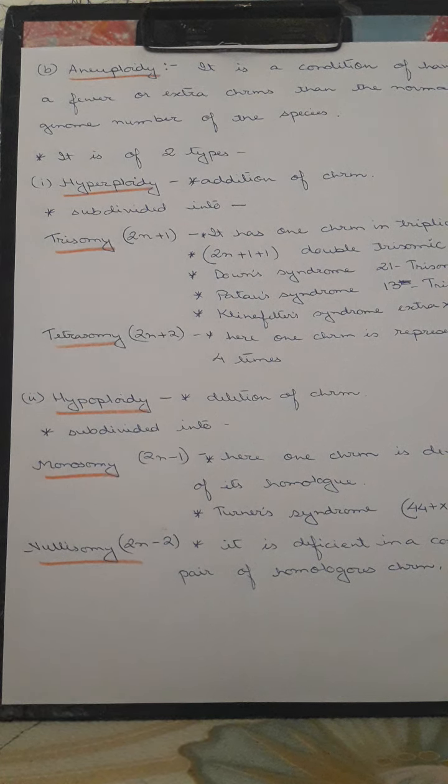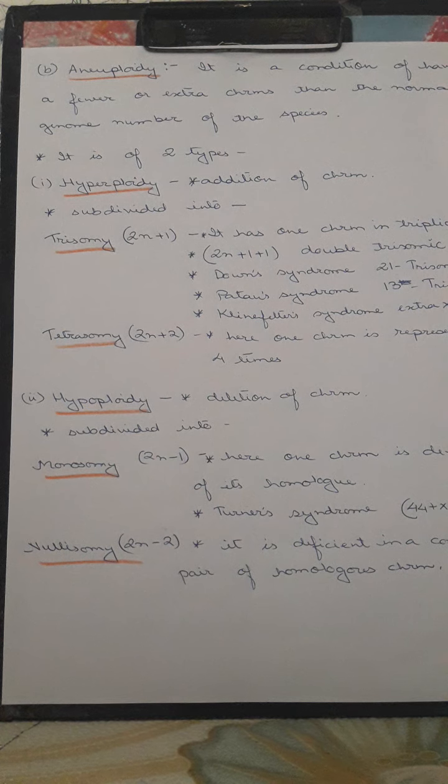47 chromosomes. In case of human beings, we know that the normal chromosome number is 46, isn't it? If the organism is having trisomy, that means it will have 47 chromosomes. Got it? Then tetrasomy means 2n plus 2. That means here one chromosome is replicated 4 times. Got it? That means it is represented 4 times. So here the chromosome number will be what? 48.